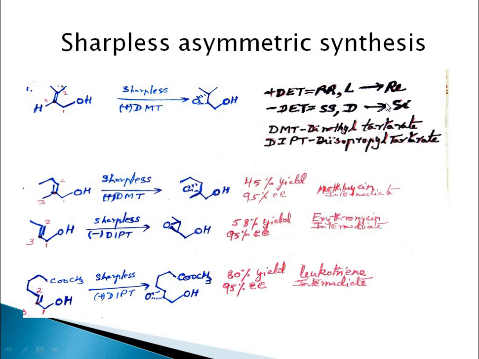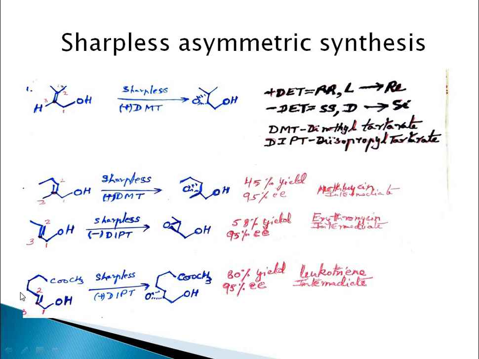Minus DET, Si side. Minus DET can also be written as SS-DET or D-DET. Plus DET can also be written as RR-DET or L-DET. So we get this as the epoxide, 58% yield and 95% enantiomeric excess. And this is used as an erythromycin intermediate. We all have heard of erythromycin during COVID times.